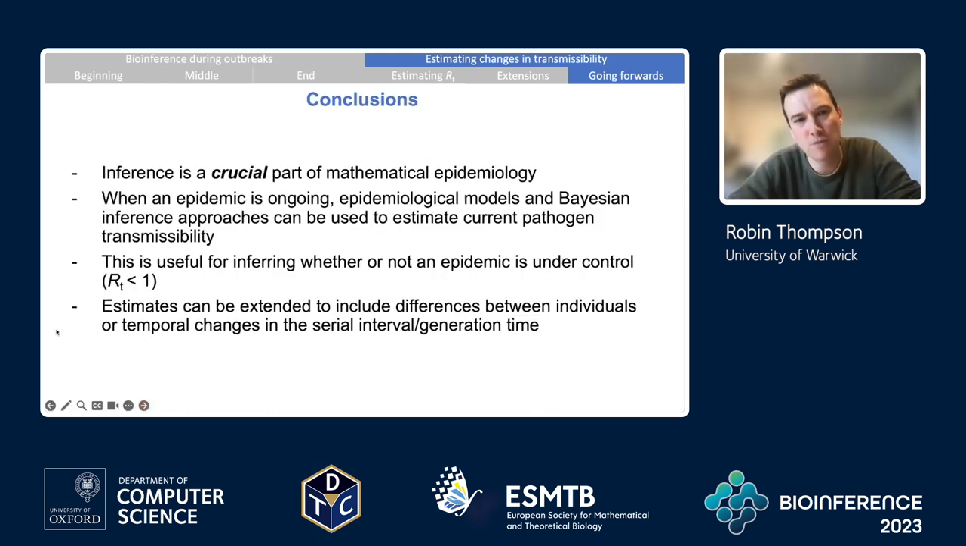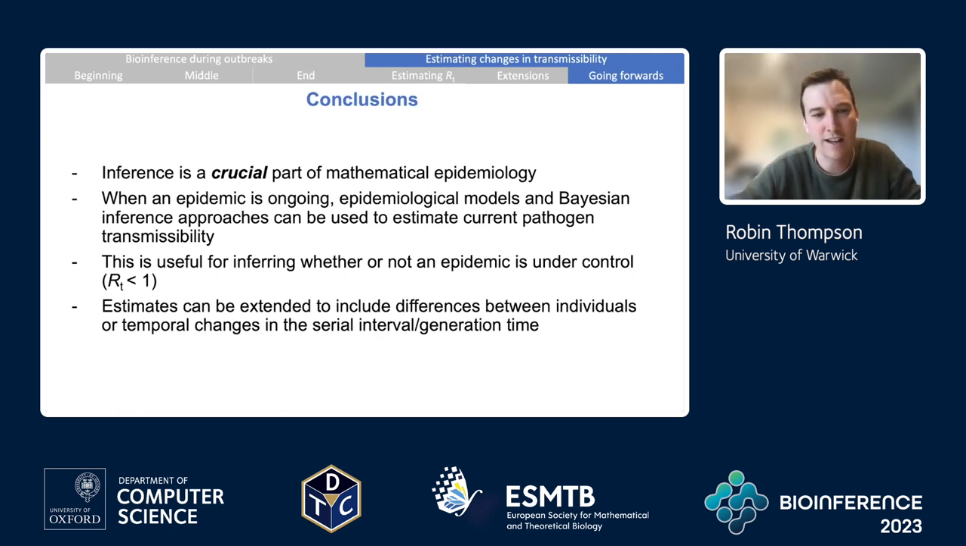So I'm going to leave it there. I'm going to stop by finally saying that hopefully I've managed to convince you that inference is an absolutely essential part of infectious disease outbreak modeling. When an outbreak's ongoing, epidemiological models and Bayesian inference can be used together in order to estimate pathogen transmissibility, specifically the time varying reproduction number. This is useful for inferring whether or not an outbreak is under control. There's this threshold such that if the reproduction number is less than one, then the outbreak's under control, and if it's greater than one, the outbreak is not.